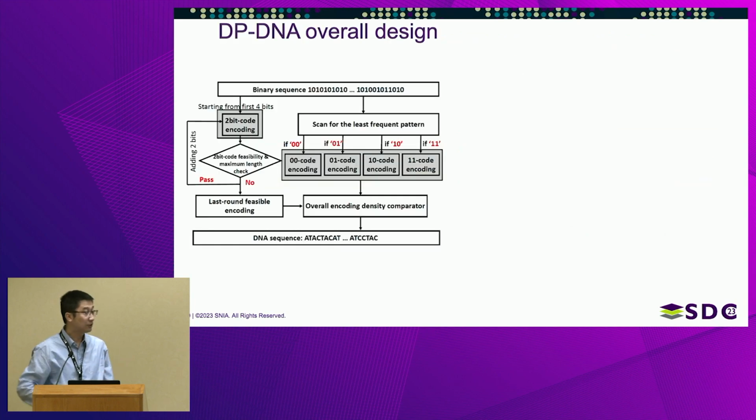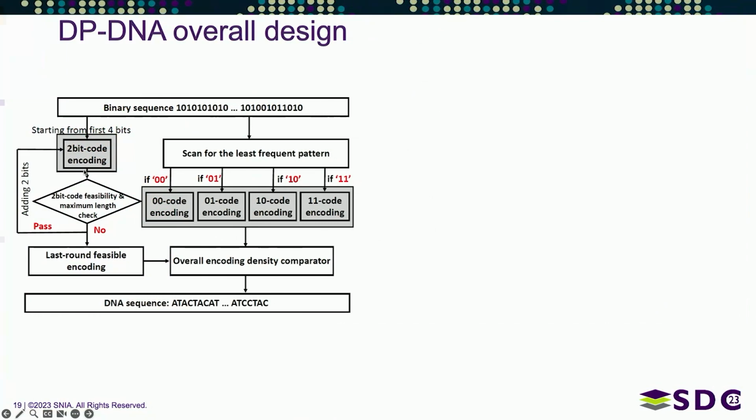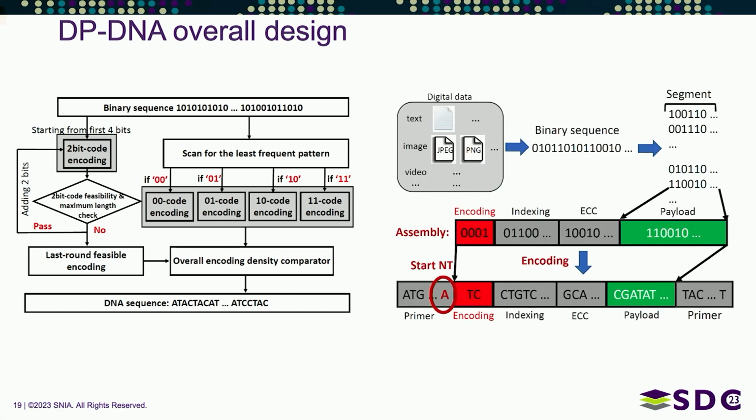And here is the overall design. There are 2 passes. The first pass is on the left side, which tries to decide whether we want to use the 2-bit code and also whether we want to use variable length in the DNA storage. For the second pass, we have the least pattern scanning process, which tries to determine which code we want to use. For example, if 00 is the least frequent, then we just use the 00 code, and so on and so forth. And we also have an overall encoding density comparator. So either we use the 2-bit code or maybe the 00 code or the 01 code, and so on and so forth. And the right side just gives you the encoding process.